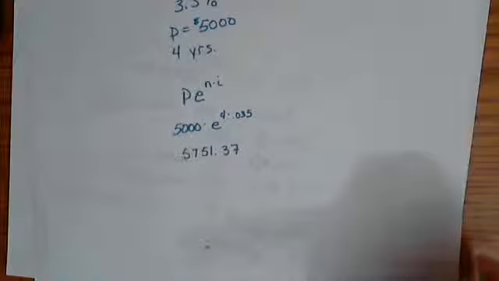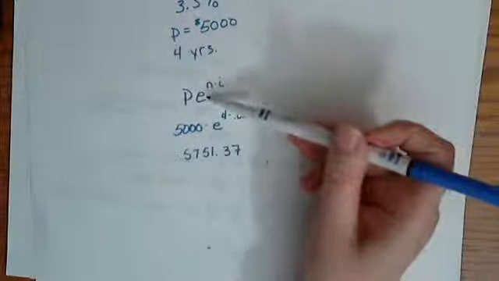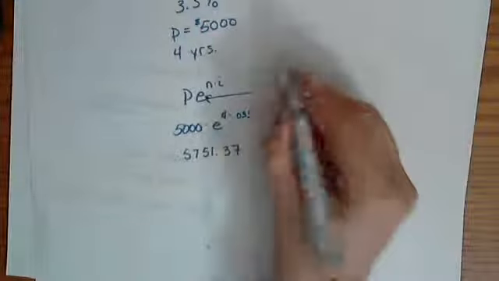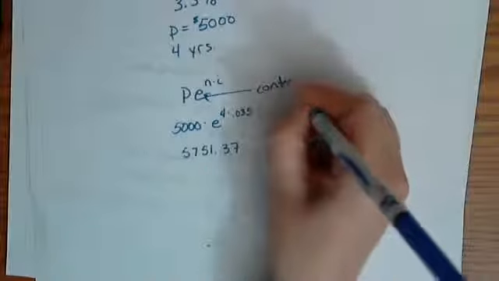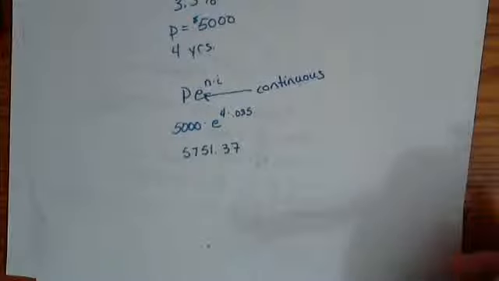$5,751.37. Okay? So you only use e when you have continuous interest, continuous compounding. Okay, so that's a little bit different than something you may have seen before.